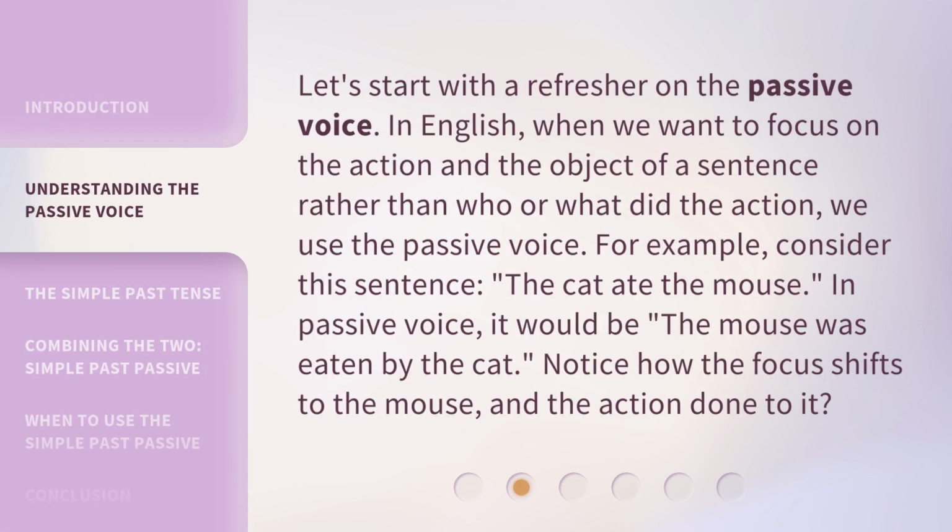Let's start with a refresher on the passive voice. In English, when we want to focus on the action and the object of a sentence rather than who or what did the action, we use the passive voice. For example, consider this sentence: "The cat ate the mouse." In passive voice, it would be, "The mouse was eaten by the cat." Notice how the focus shifts to the mouse, and the action done to it.